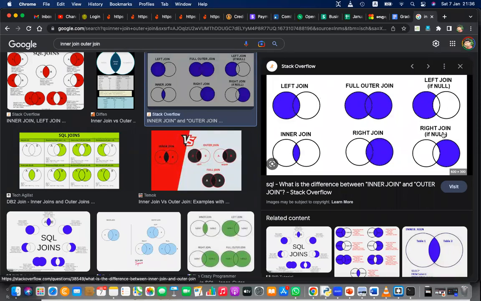There is also the left join null and the right join null. If null, this part is not considered, but these four will be asked. So you can draw this: left join, outer join, inner join, and right join. Outer join will take both table fields and multiply. Left join will take the left table only and the matching ones from the right. Inner join will take the matching columns only, and right join will take the right table and the matching columns from the left.